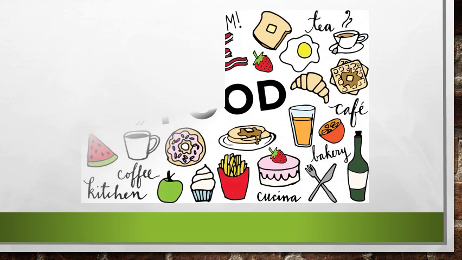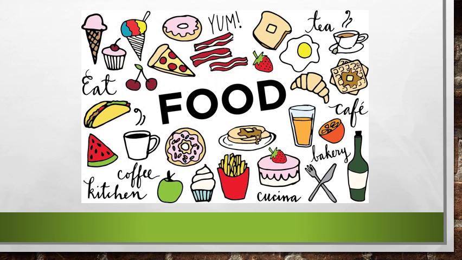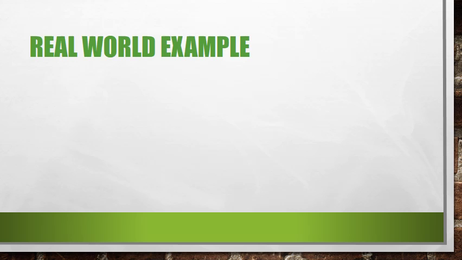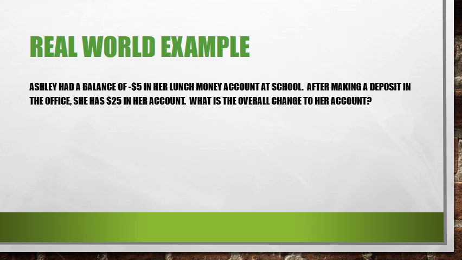In our real world example here, we'll take a look at food and the cafeteria and how we buy it. So, Ashley had a balance of negative $5 in her lunch money account at school. After making a deposit in the office, she has $25 in her account. What is the overall change to her account?